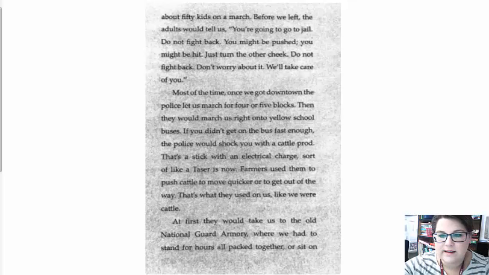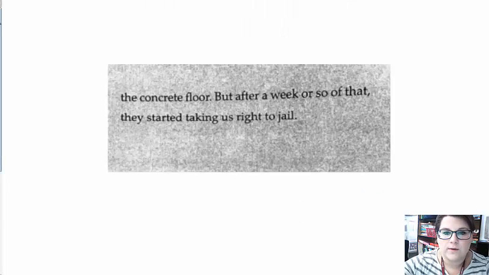At first, they would take us to the old National Guard Armory, where we had to stand for hours all packed together, or sit on the concrete floor. But a week or so after that, they started taking us right to jail.